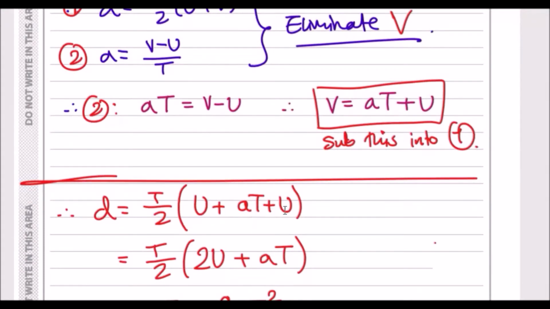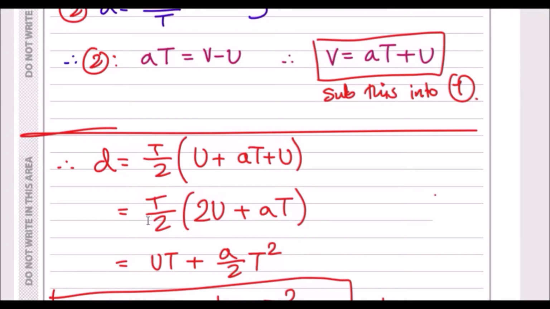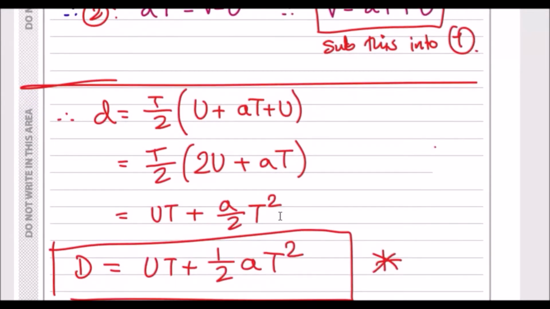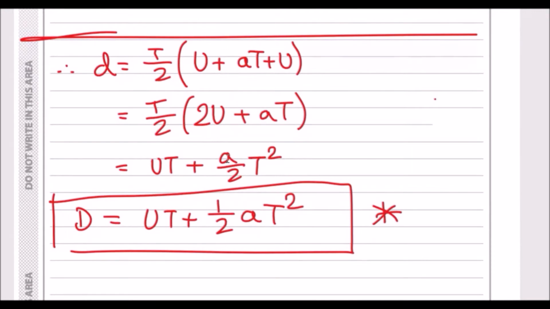Collect the like terms aside, so you've got 2u plus at. Expand the bracket, and you're done. And then just tidy up a bit, put a there, or 1 over 2, and we did it. That's literally the final equation.